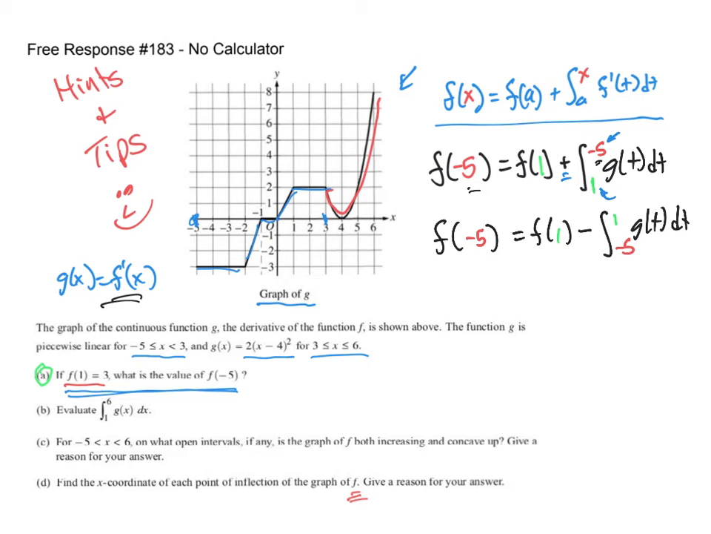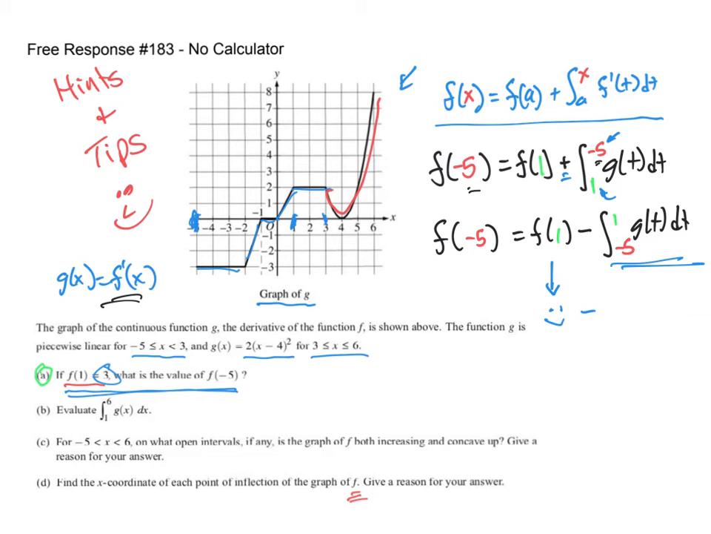Okay, so that f of 1, remember, we already know that answer. So you'll fill that in. I'm not going to write it here, but I will circle it. It's right there. So you're going to put that 3 right here. And then you have to calculate the area under the curve from -5 up to 1.